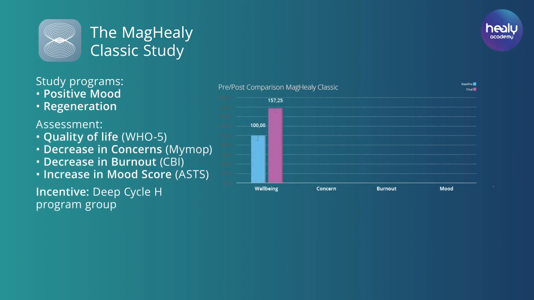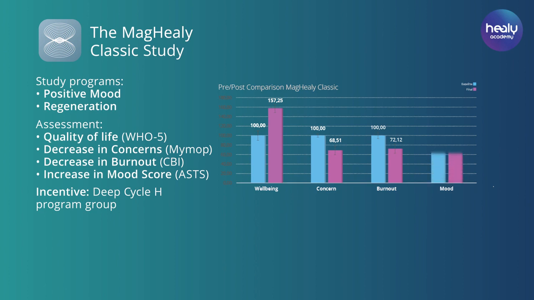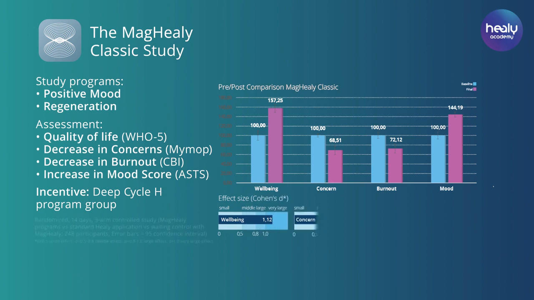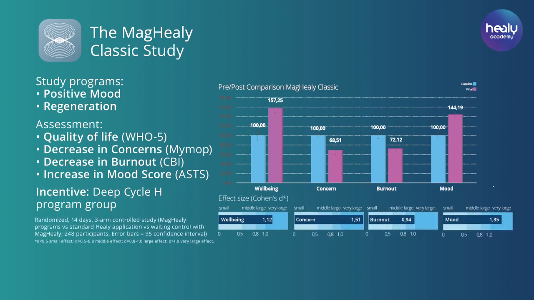MagHealy Classic Study. In a study on the MagHealy Classic program's positive mood and regeneration, participants showed an average 57% increase in well-being on the Quality of Life Assessment, WHO-5, an average 32% decrease in concerns, MIMOP, an average 28% decrease in Burnout Index, CBI, and an average 44% increase in Current Mood Index, ASTA. The effect size of this randomized, three-arm controlled trial with 248 participants was large for decrease in Burnout Index and very large for well-being, decrease in concerns, and increase in Current Mood Score.